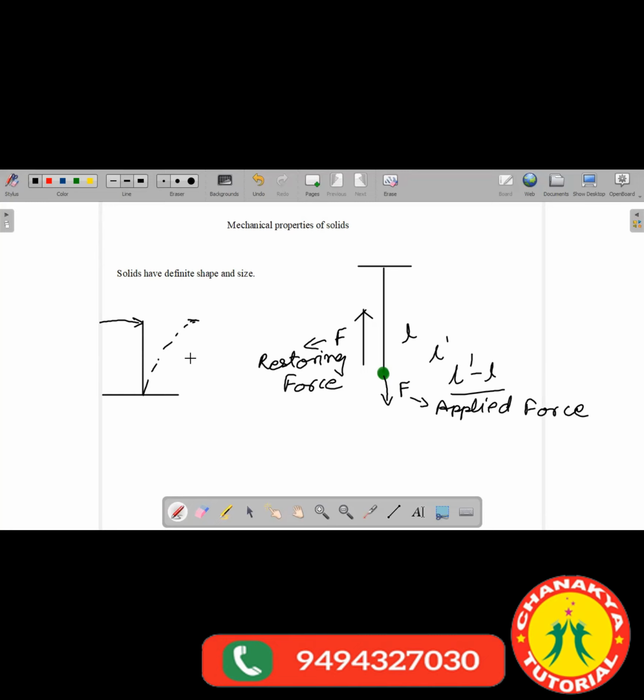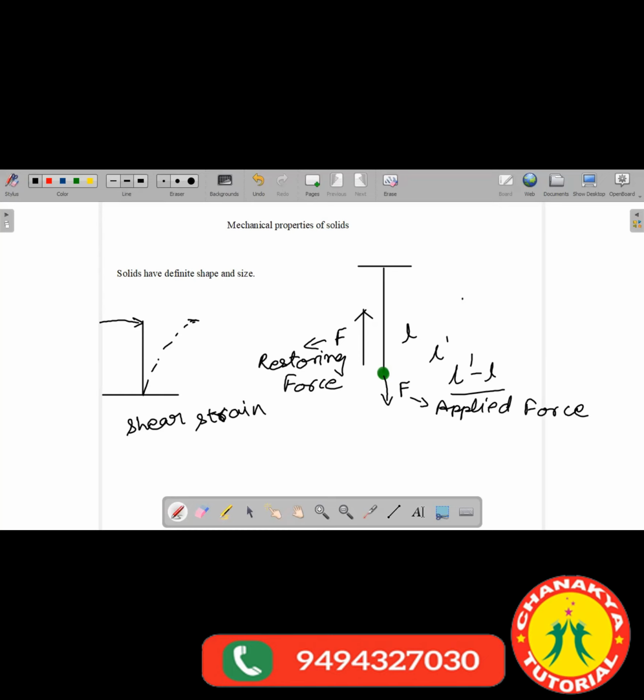In this case also, we will observe that there is a restoring force which is being set up. And hence, here we will observe that there is a shear strain that is produced. We observe that there is no change in the length, but there is a bend in it. So here we observe that there is a shearing strain that is produced.